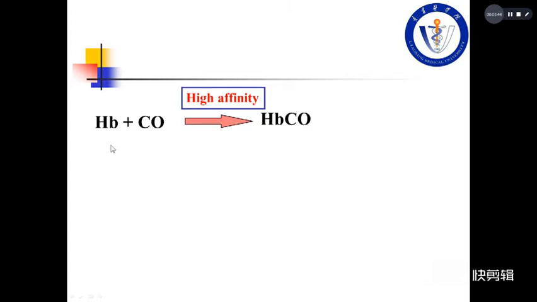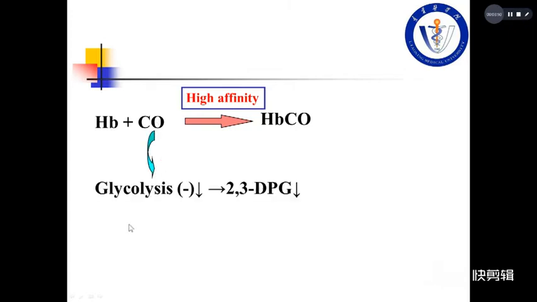Now the second pathogenesis: carbon monoxide can inhibit glycolysis, so it leads to decreased production of 2,3-DPG. Now it decreases, what will happen? Now it will lead to the dissociation curve shifting left or shifting right. Now the dissociation curve shifts left. So the affinity of hemoglobin for oxygen, does it increase or decrease? Now shift left, affinity increases. Now affinity increases, what will happen?